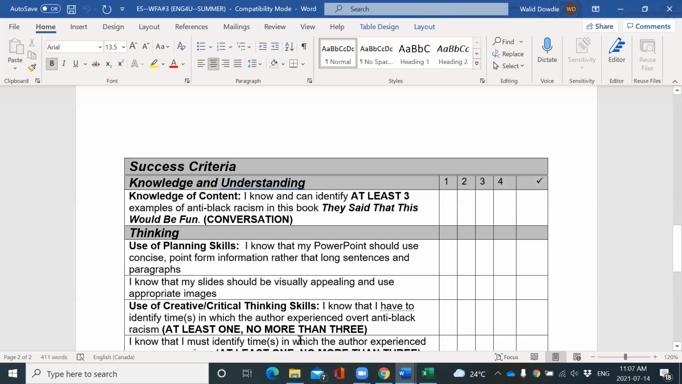That simply means use the proper template and color scheme for your PowerPoint slides. And you're going to have images. If you're going to talk about anti-Black racism, make sure you have images that represent what the author is talking about.